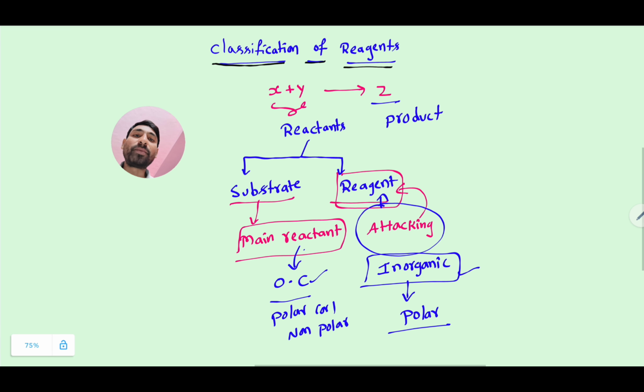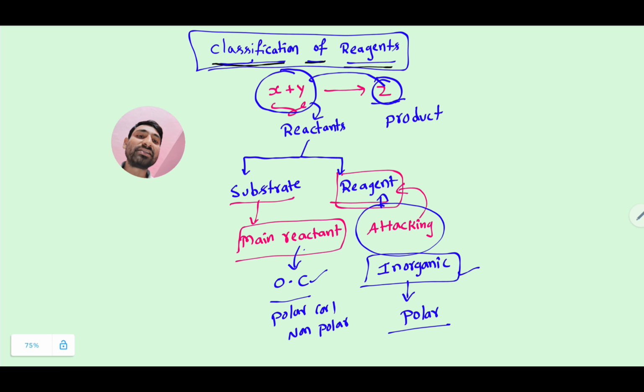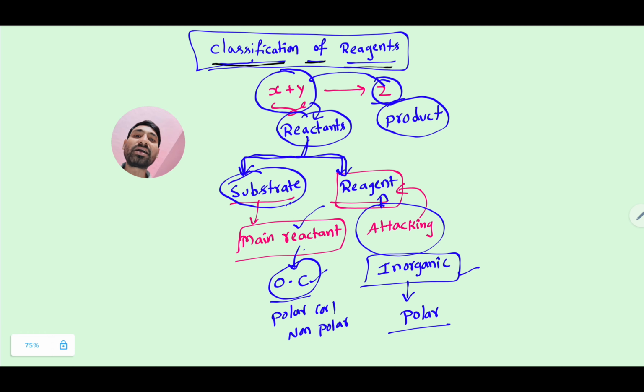The topic name is classification of reagents. If you consider the reaction between X plus Y giving Z, X plus Y are called reactants and Z is the product. Reactants are of two categories: substrate and reagent. Substrate is the main reactant; it must be an organic compound and may be polar or non-polar. Reagent is the attacking species; it must be an inorganic, polar compound.